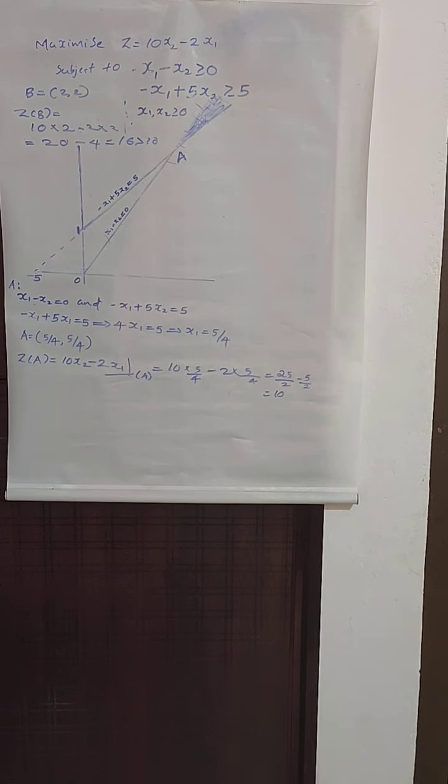That is, we get the value of our objective function z at a equal to 10. But if we choose a point b equal to 2, 2, then the value of the function at b equals 16, which is more than 10. So it may be concluded that the maximum value of z equal to 10x2 minus 2x1 occurs at a point at infinity. Hence the problem has an unbounded solution.